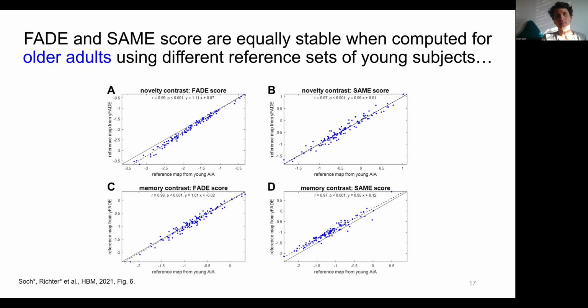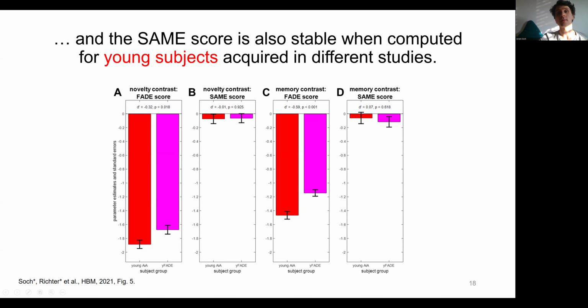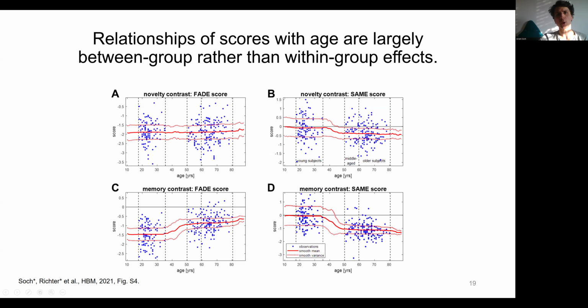In addition to this, the FADE and the SAME scores are equally stable when they are computed for the group of older subjects using different reference samples, so either young replication or Y-FADE subjects. And the SAME score is also stable when it's computed for young subjects from different studies, young replication or Y-FADE subjects. Finally, relationships of the scores with chronological age are largely confined to between-group rather than within-group effects, meaning that the scores are relatively stable inside the age groups.